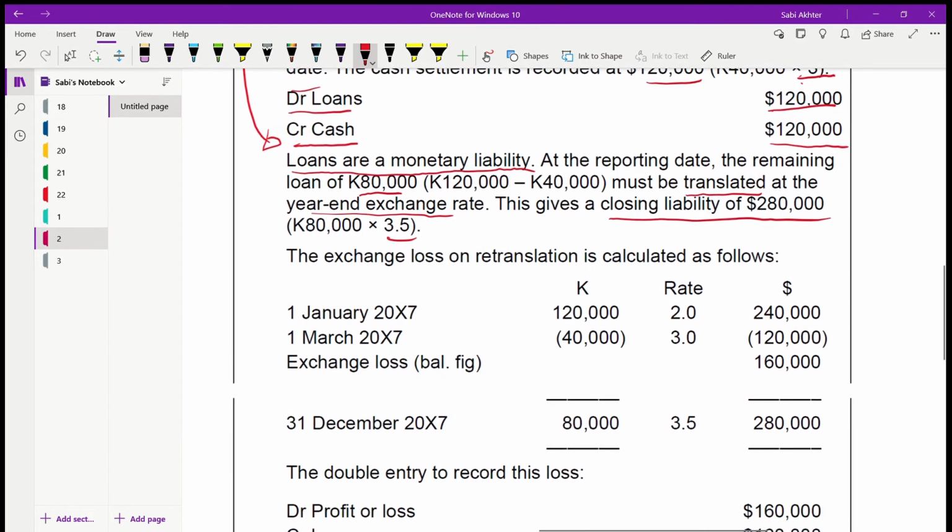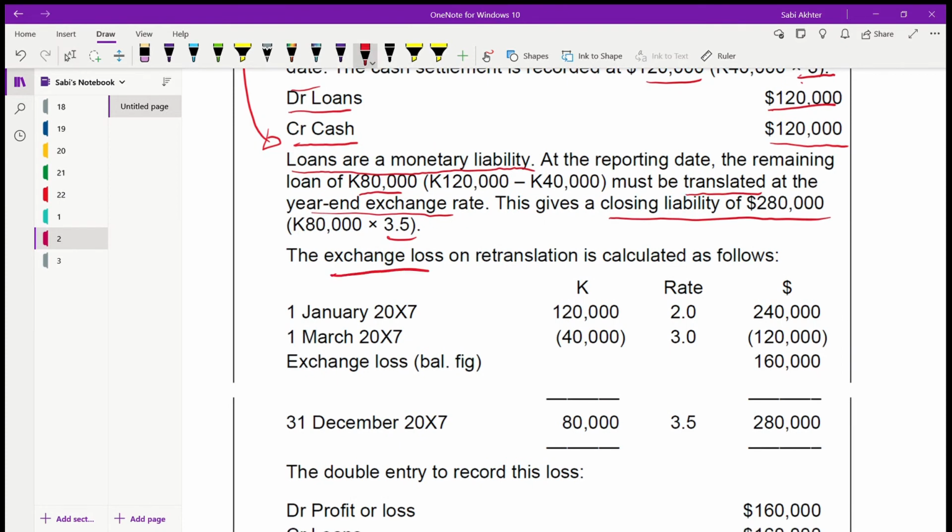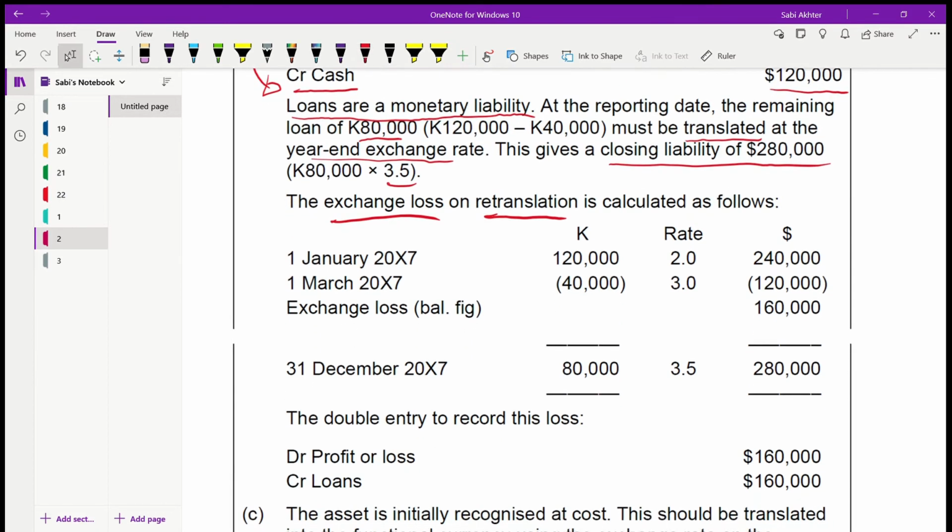Now we are going to the exchange loss. Here they have decided because they have calculated. We'll see. You need to retranslate. So first it's 120. You take 2 and you got 240. Whatever you have done, you are putting this in the table format. Remember this. This format will help you a lot in the exam. This is the way you need to do to calculate an exchange gain or a loss.